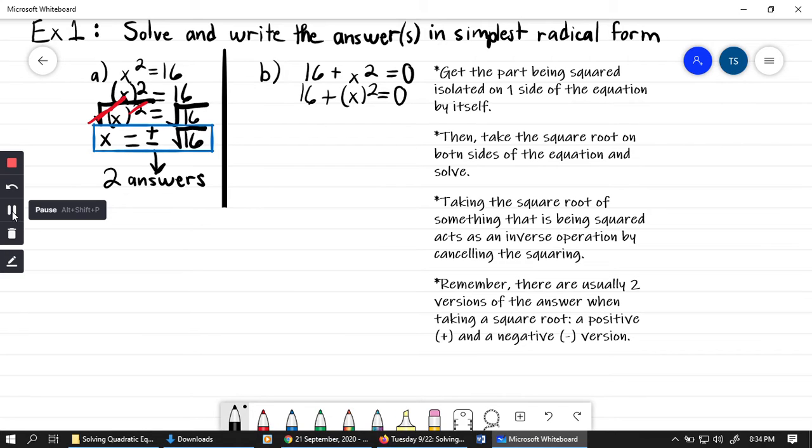If we want to get that x squared by itself, we need to move the 16 to the right side of the equation. So we subtract 16 on both sides, which cancels that out, and we're left with x squared equals negative 16.